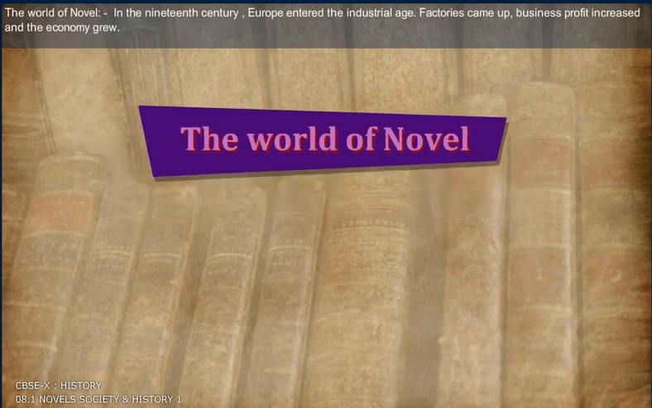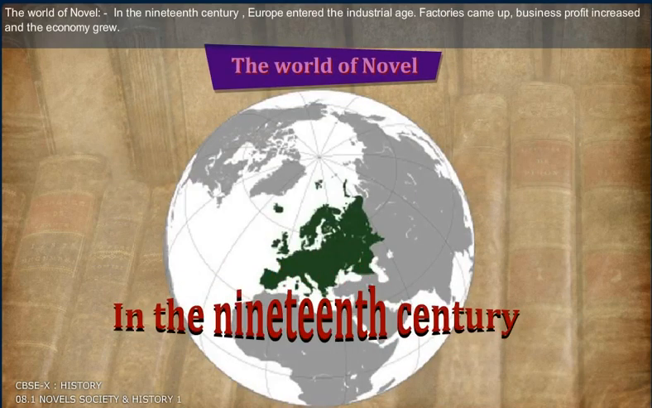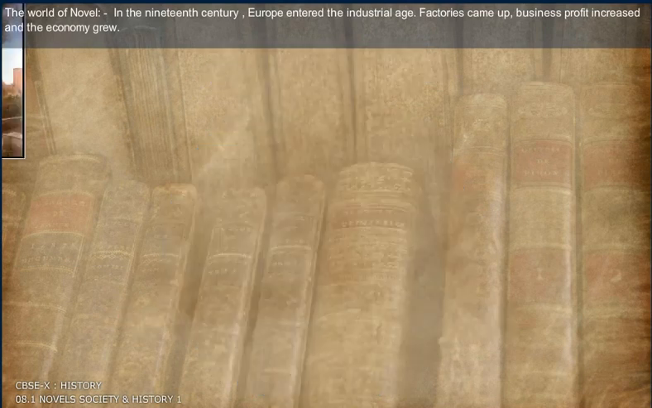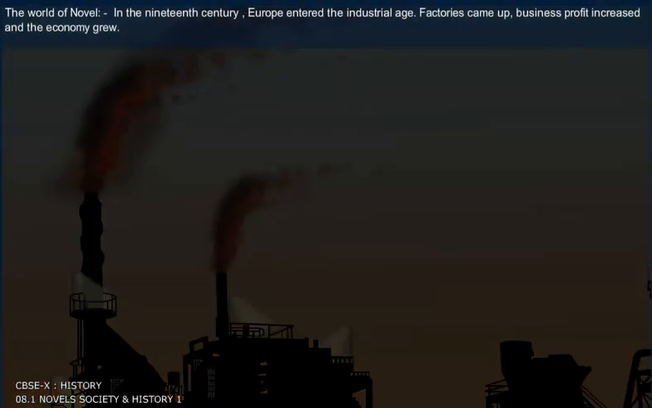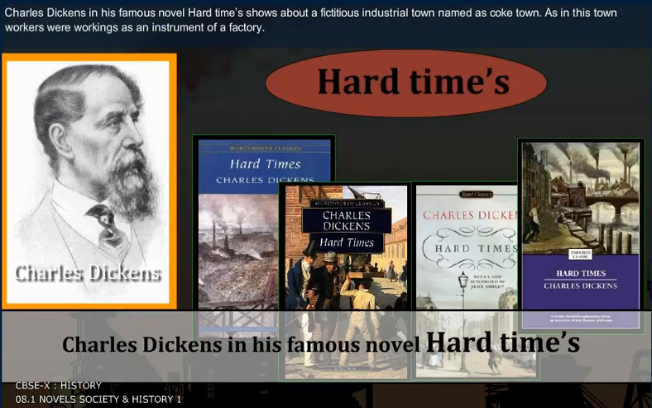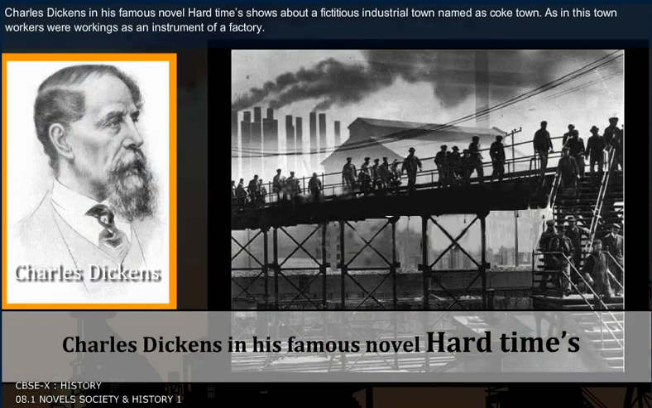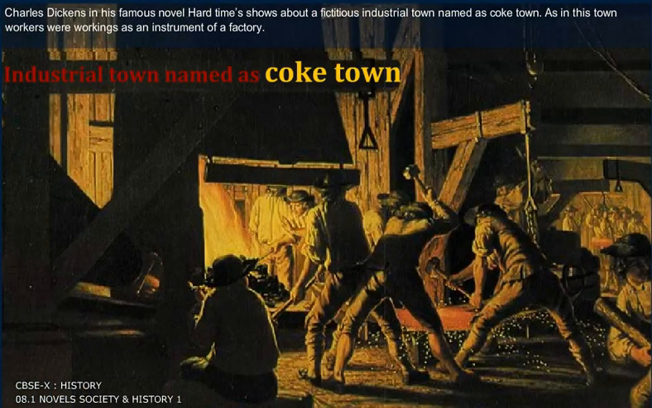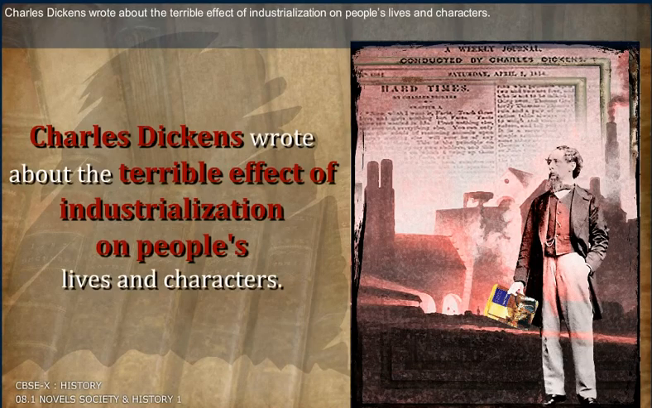The world of the novel. In the 19th century, Europe entered the industrial age. Factories came up, business profit increased, and the economy grew. Charles Dickens, in his famous novel Hard Times, portrays a fictitious industrial town named Coketown, where workers were treated as instruments of the factory. Dickens wrote about the terrible effect of industrialization on people's lives and characters.